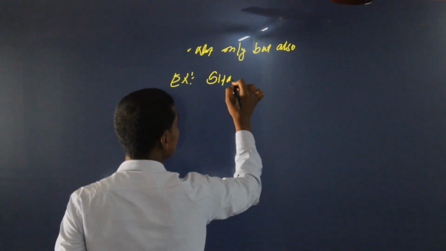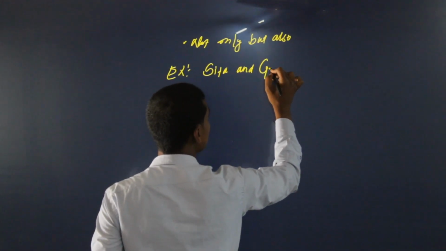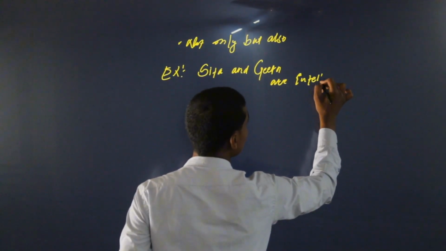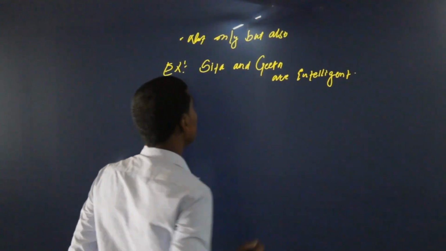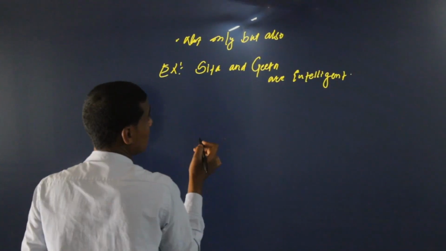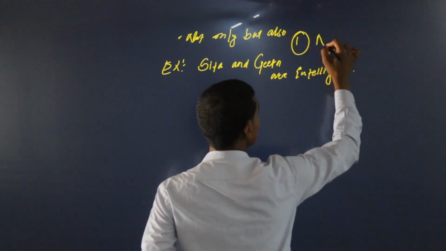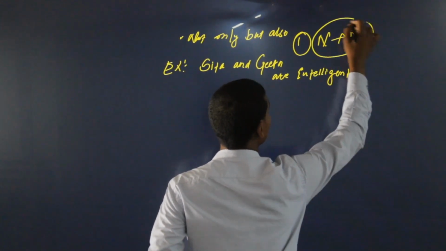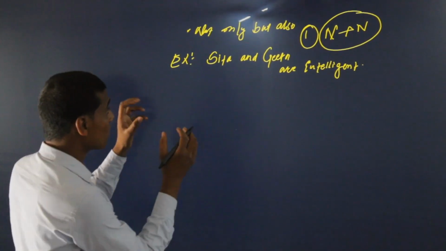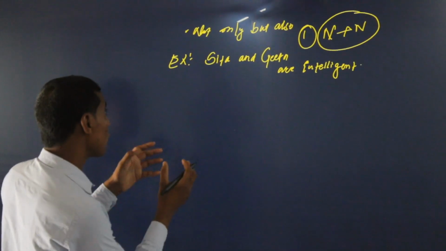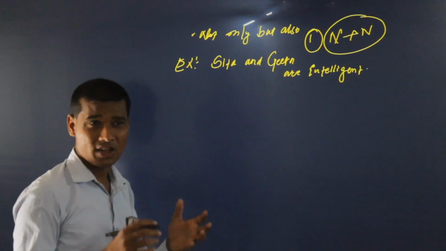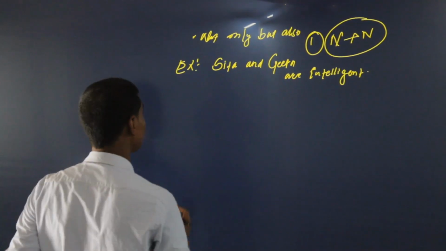For example, Sita and Geeta are intelligent. Now, we have seen that we have two nouns in the first case, noun plus noun. Now, let's see how we can change this very sentence using not only but also. We can transform it in two ways actually.